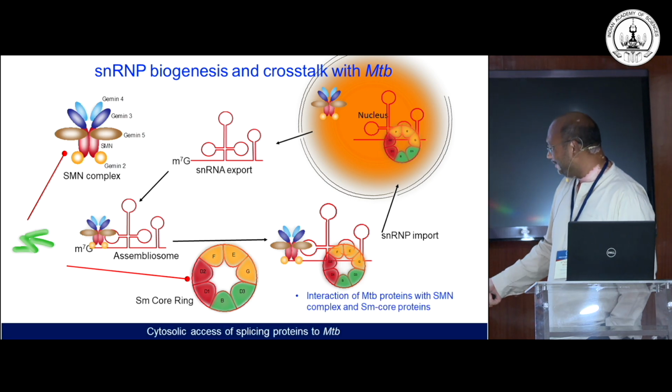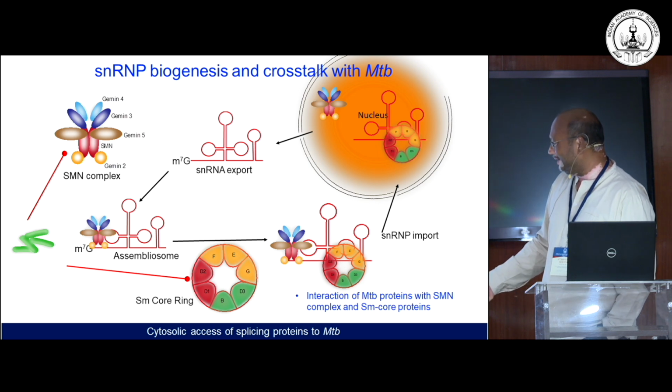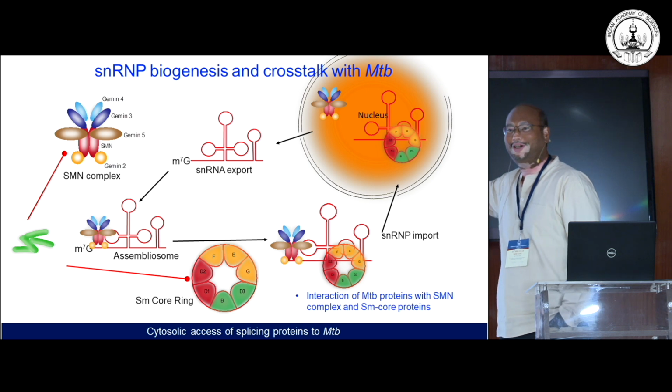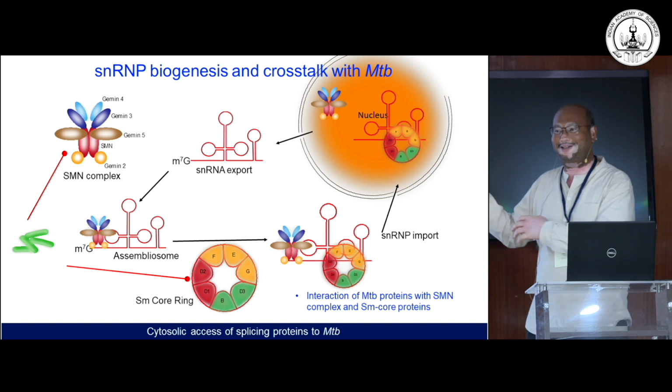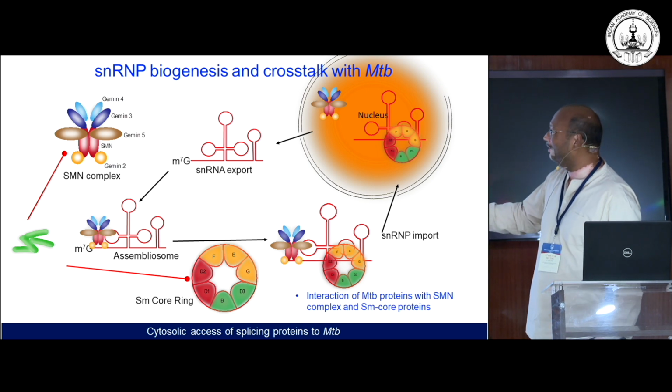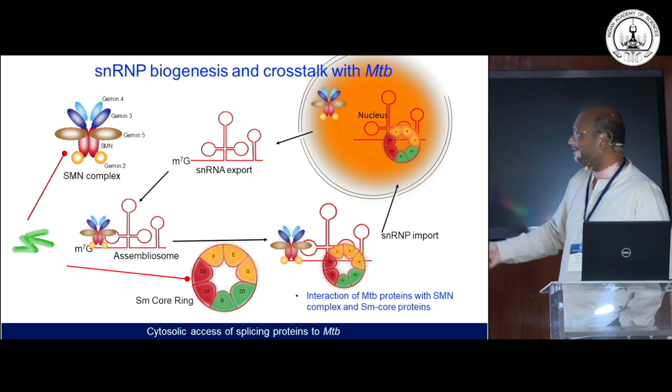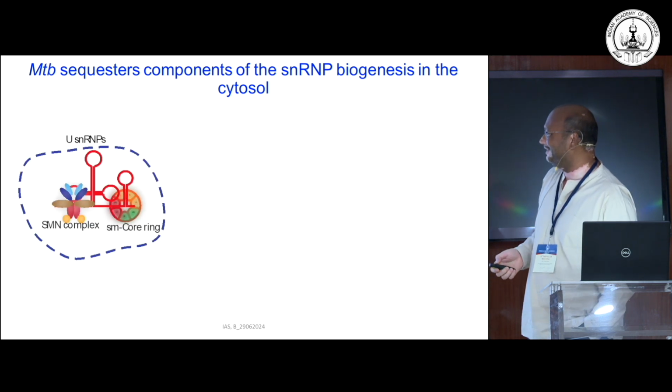So you have interaction of MTB proteins with these important complexes, and you have cytosolic access. You don't need bacterial protein to go into the nucleus. Even in the cytosol, they are able to access the splicing machinery, because the whole complex comes to the cytosol. It's not restricted only to the nucleus. And that's the interesting part which we discovered while doing this work.